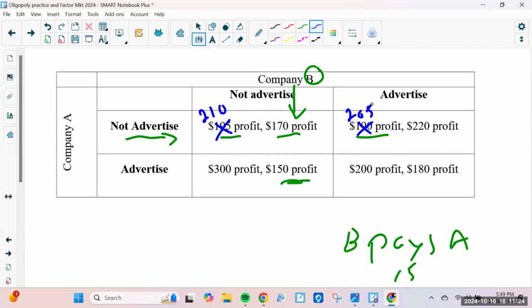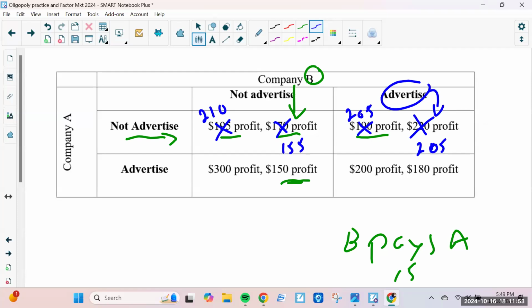But since B is paying A, we have to take $15 away from this. So this becomes 155, and then they're paying them here. Even though this is advertised for B, they're paying that money, so we have to take away from there. This becomes 205. I did my math right. Okay, and now we've got a whole different situation here, so we can look at this and decide what's going to happen.